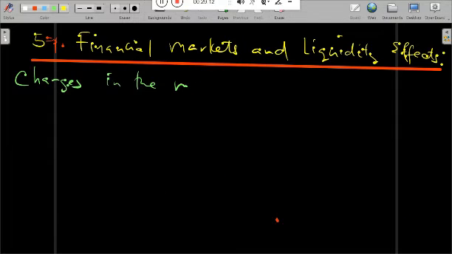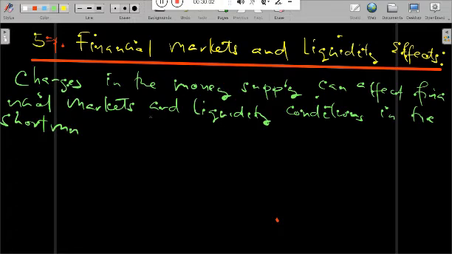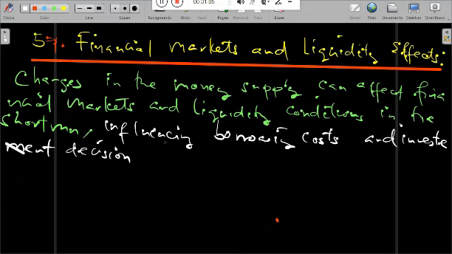Another reason is financial markets and liquidity effects. The changes in money supply can affect the financial markets and the liquidity conditions in the short run. So this influences the borrowing cost and investment decisions. So these effects can have real implications for economic activity.